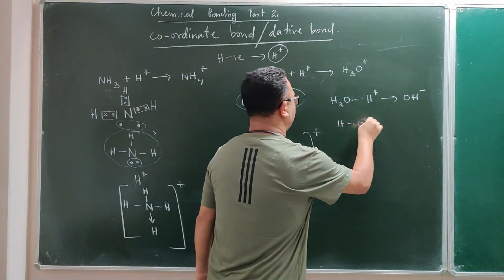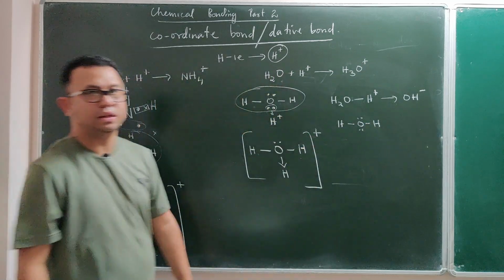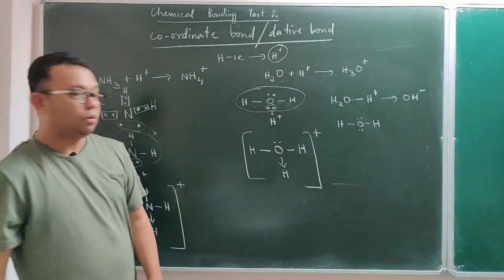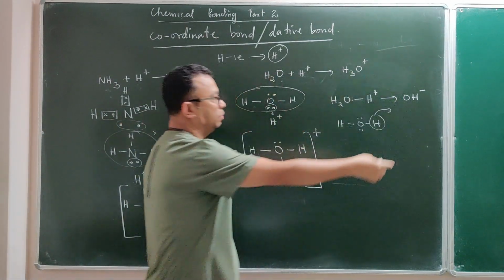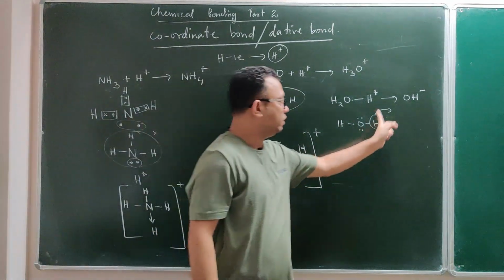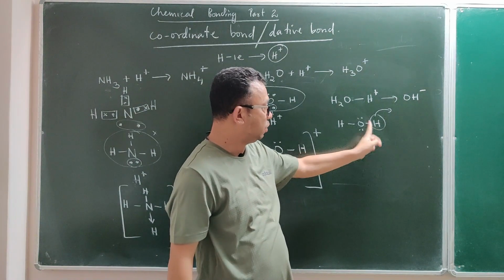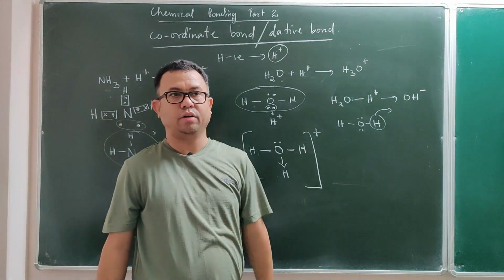H-O-H, with 2 lone pairs. Now here we don't have to do anything with the lone pair. What we do is, one of the hydrogens is removed. Previously we were adding, now we are removing. Now when this hydrogen is removed, don't forget this hydrogen has one electron, which it is sharing with oxygen to form a covalent bond.